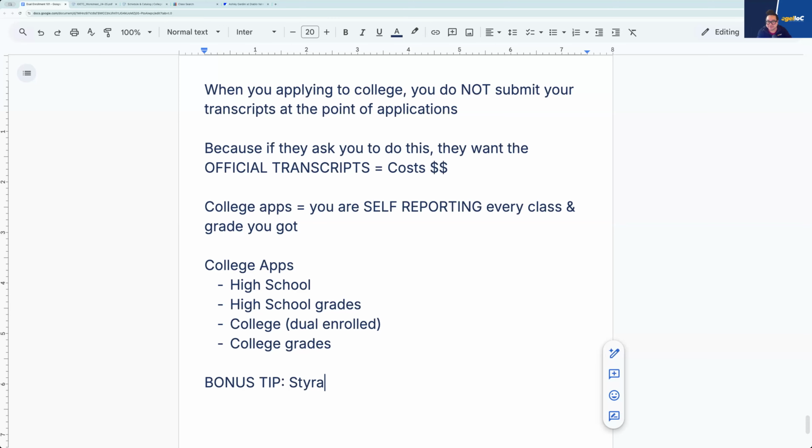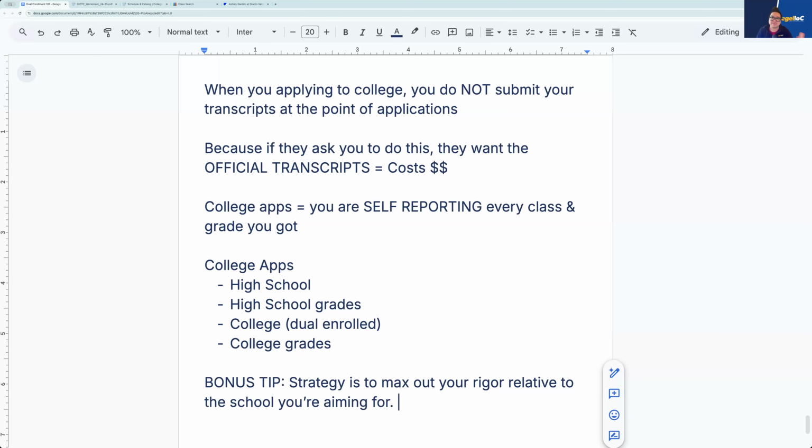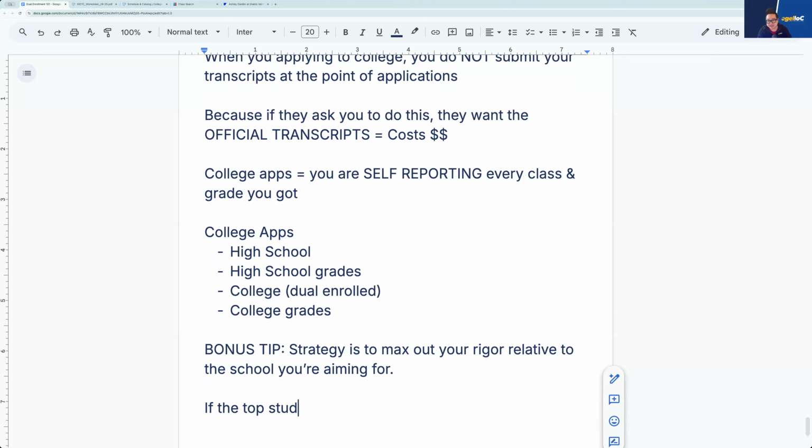The strategy for us is to max out your rigor relative to the school you're aiming for. Meaning, if you're aiming for a top school, an Ivy, a UCLA, a Stanford, one of these top schools, you want to match the top student in your school. If you're not aiming for a top school, you don't have to do that. But if you are, that's what you want to match. So if the top student is taking 4 APs, guess what we're taking? We're also taking 4 APs to match.